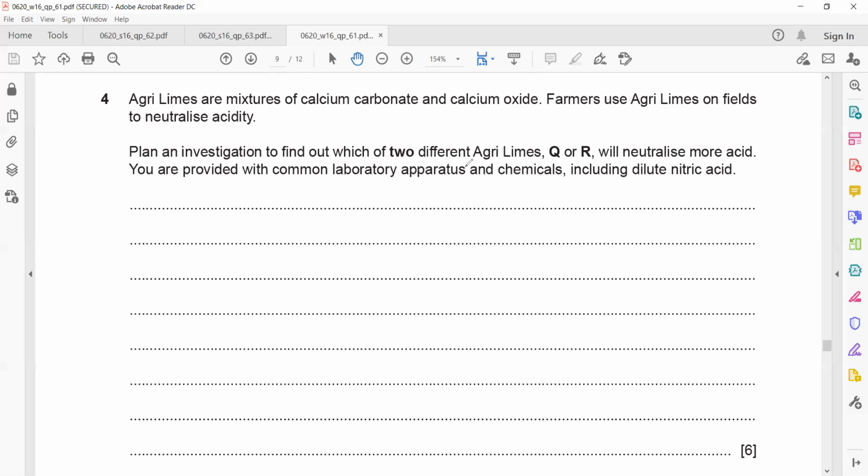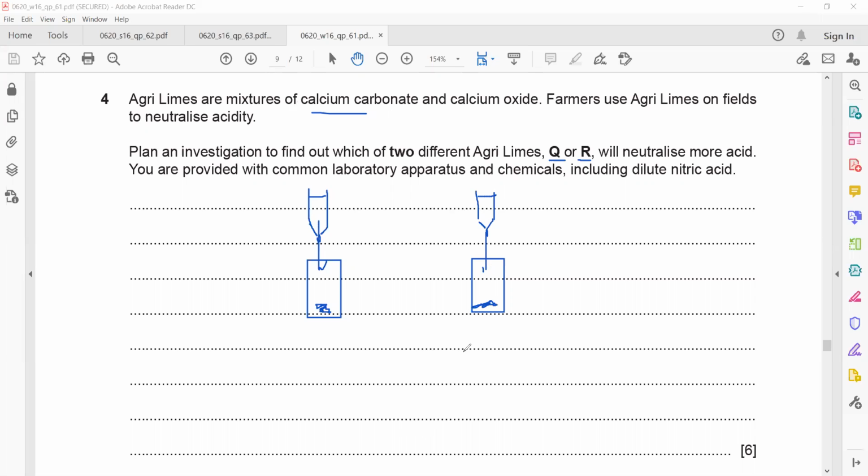But for a fair comparison, we will take equal masses of agri-lime Q and R. First I'm explaining and then I will write. So first we'll take equal masses of agri-lime Q and R. Then from the burette, fill the burette with dilute nitric acid up to the 0 mark. Both are filled with nitric acid. And then add nitric acid, because it contains calcium carbonate as well, so you will see bubbles.